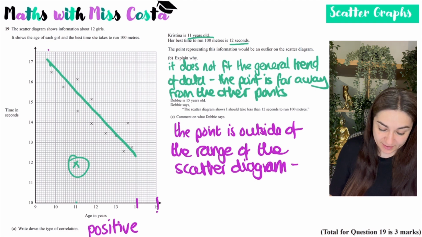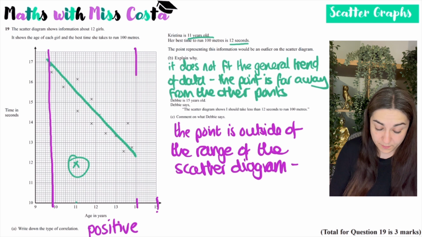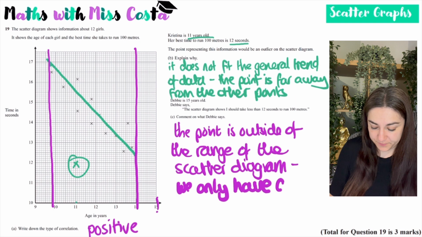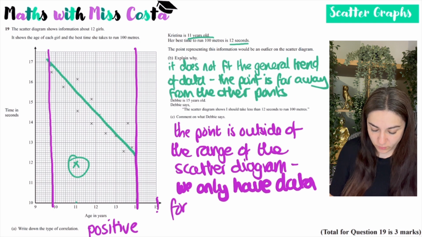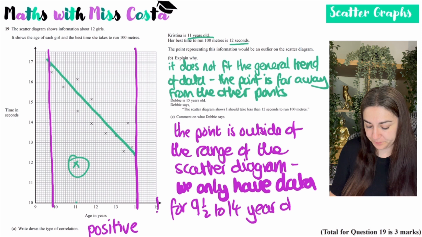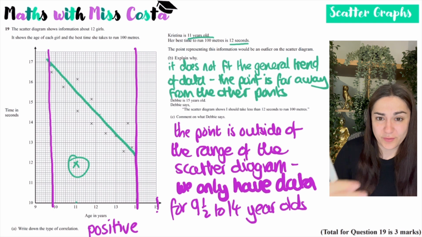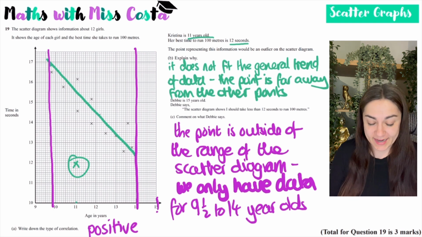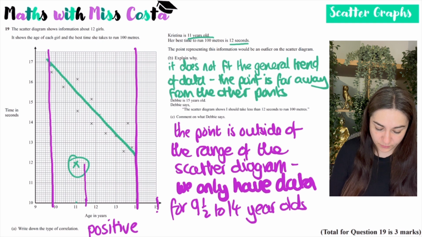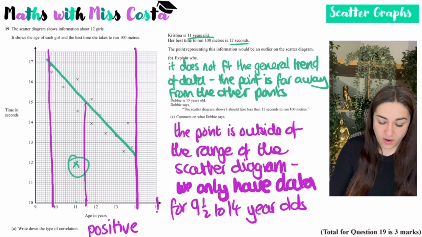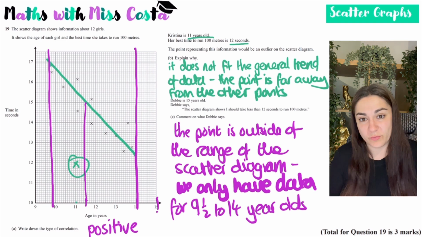What that means is we only have data for between 9.5 and 14. Let's just round it up: 9.5 to 14-year-olds. Because it's outside of the range of the data on the scatter graph, we can't reliably predict it. When we have a scatter graph, we can predict, for instance, what an 11.5-year-old would be, because we can go up to the line of best fit. But anything beyond our highest or our lowest value, we can't reliably predict.